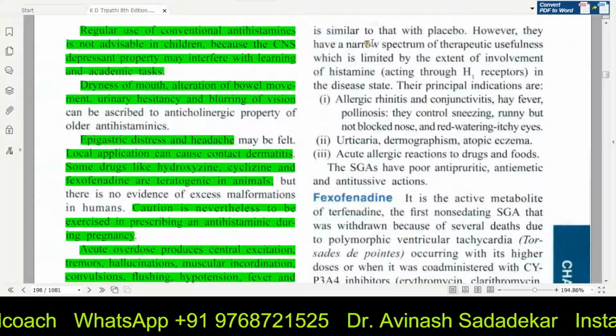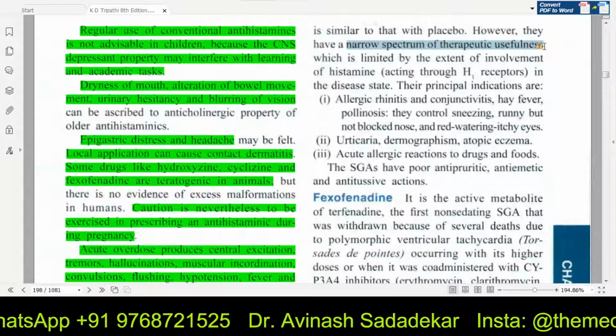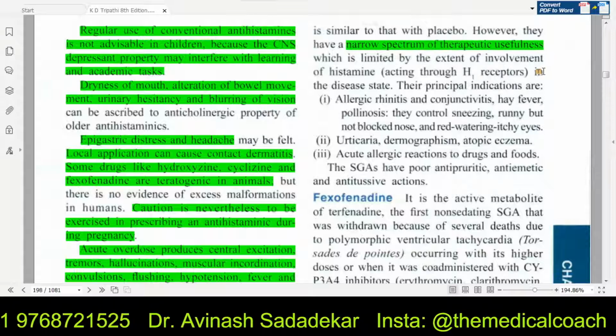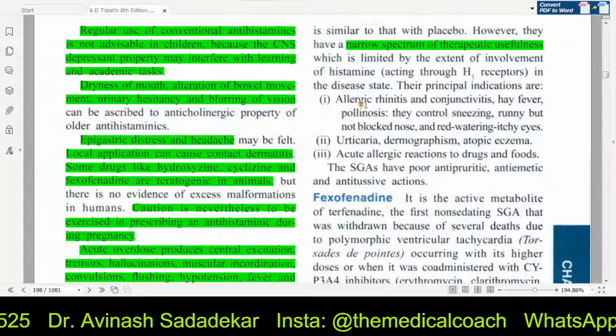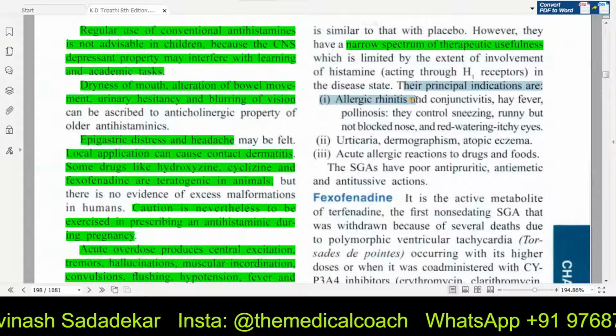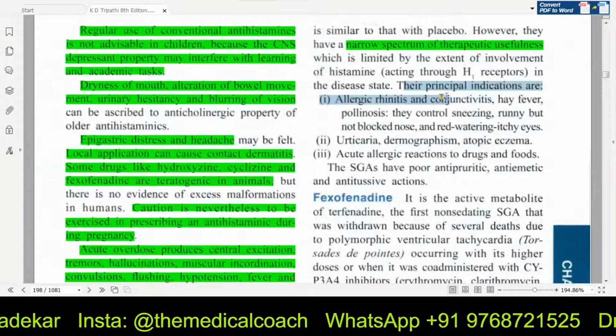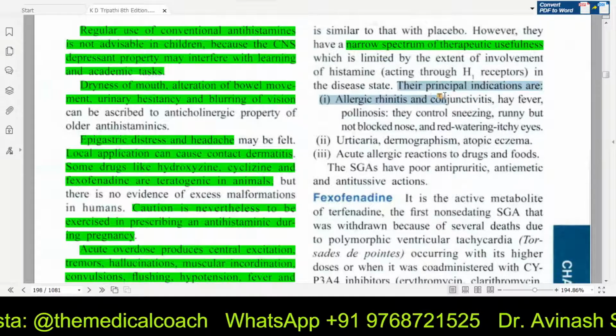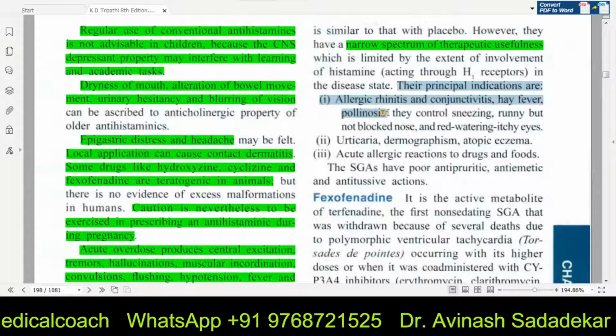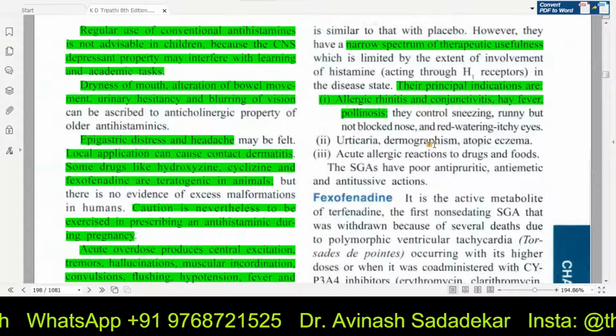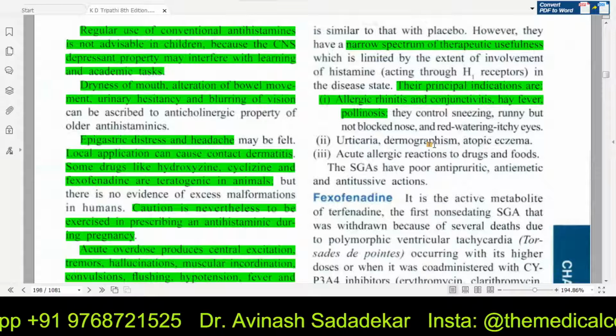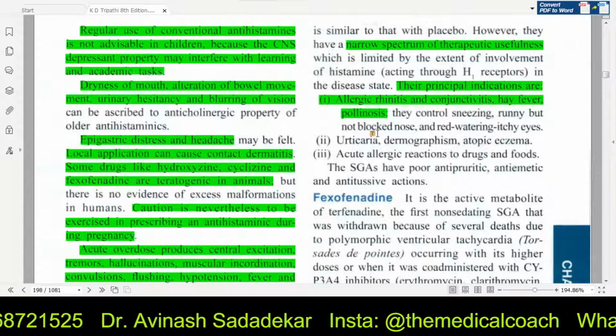The problem is they have a narrow spectrum of therapeutic usefulness because they only act on one receptor. So the principal indications are allergic rhinitis, conjunctivitis, hay fever, and pollinosis, where they control sneezing and runny nose. Once the nose is blocked, they might not work. They control that red, watery, itchy eyes.